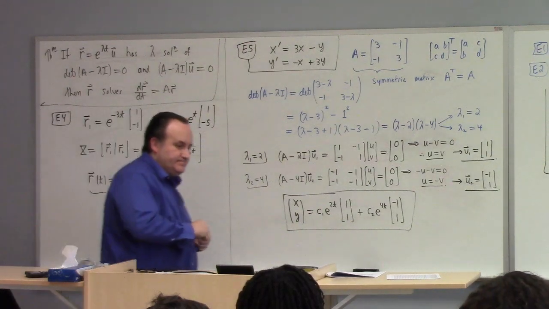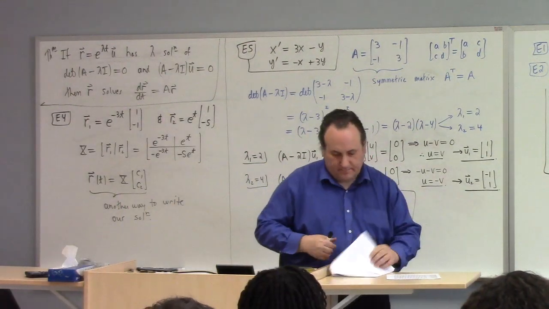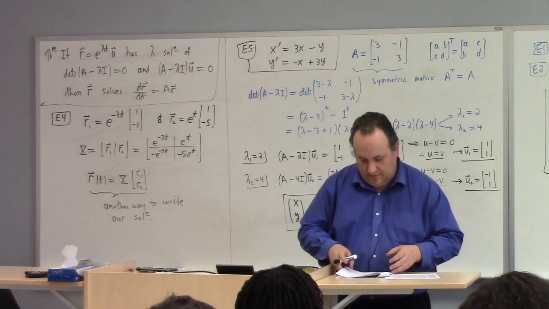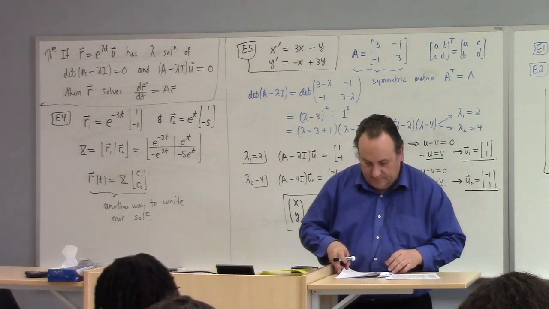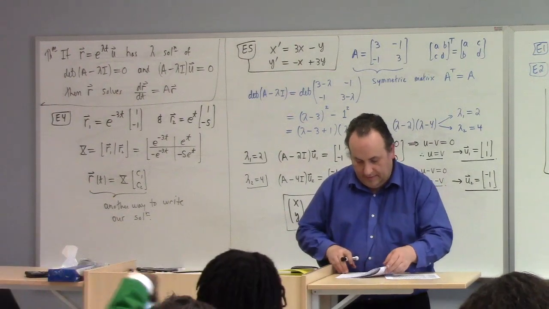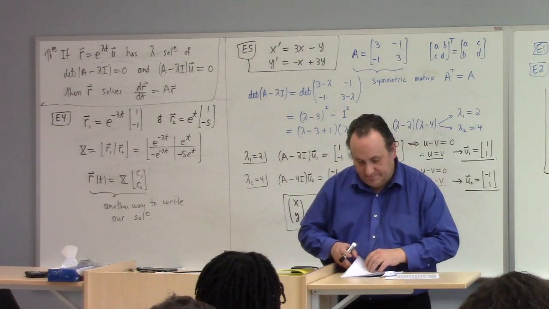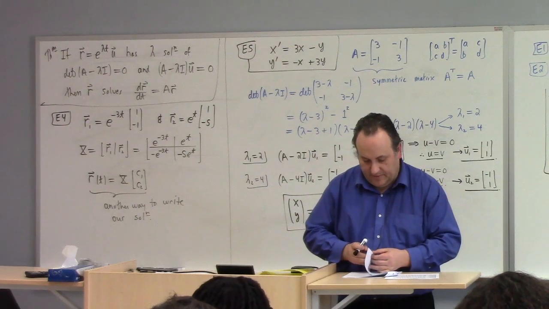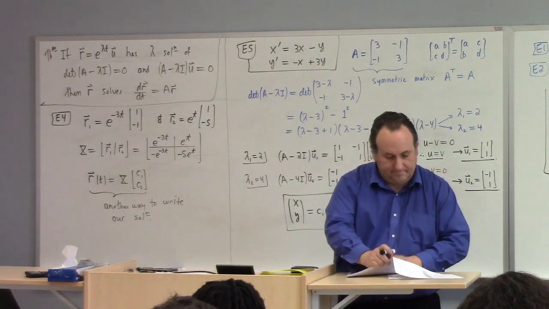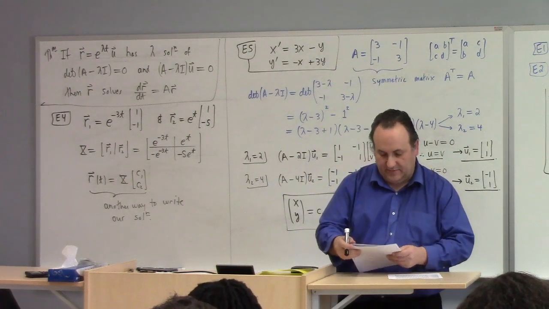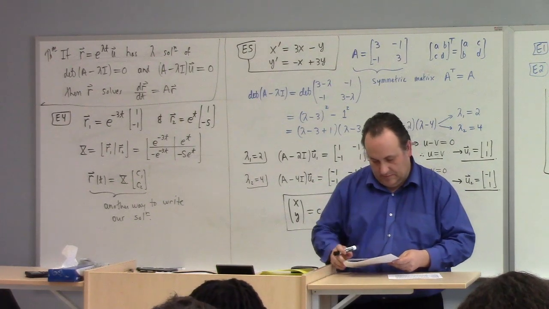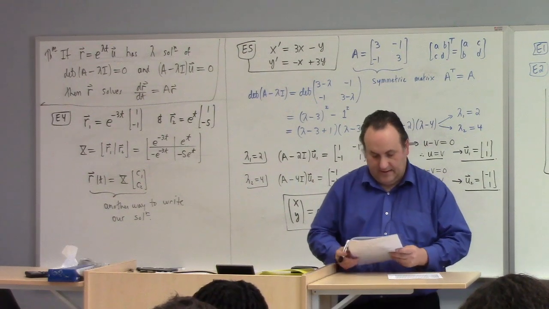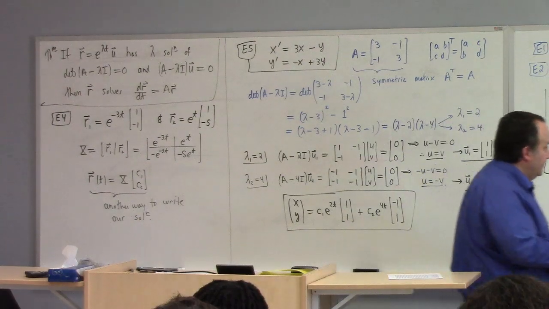But let's look at another example. Not everything is 2 by 2, right? There are also 3 by 3 problems to deal with. And sometimes, even in the 2 by 2 case, we don't have enough. See if I can find you one of those. Yeah, here, let's look at this one.